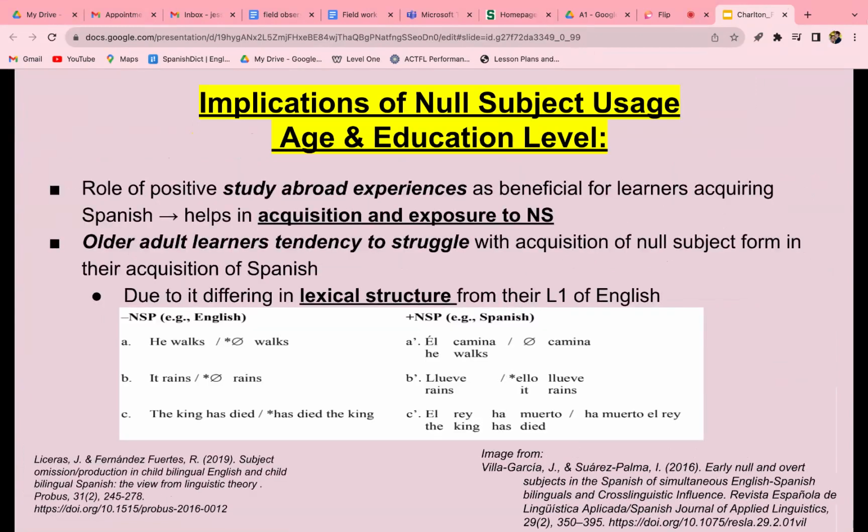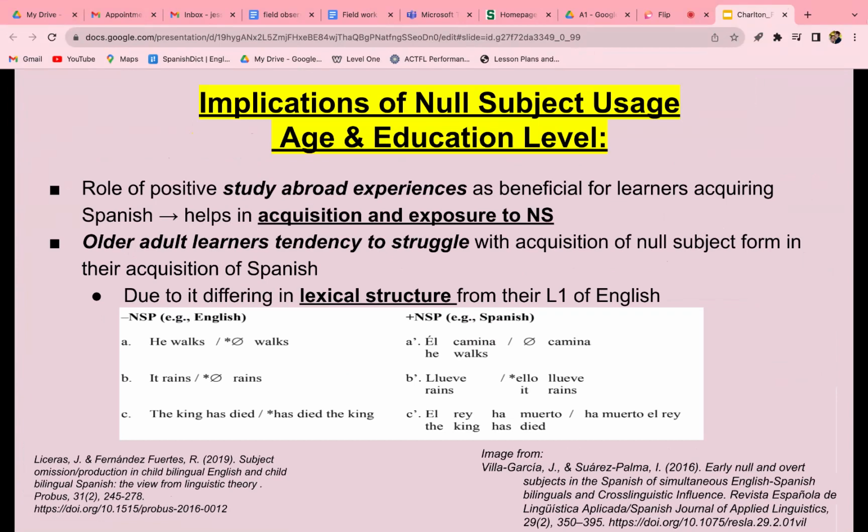Something else that I found interesting in regard to age and education level, and this does come into play with class or privilege as well, is that study abroad experiences can be seen as being beneficial for learners acquiring the Spanish language, as it does help with acquisition and exposure to the null subject usage, as well as the fact of older language learners struggling with the acquisition of this null subject form when acquiring the Spanish language, because it is so different than the English language.